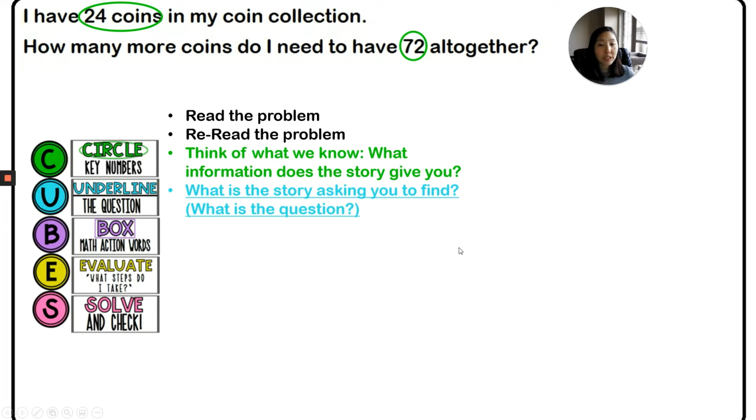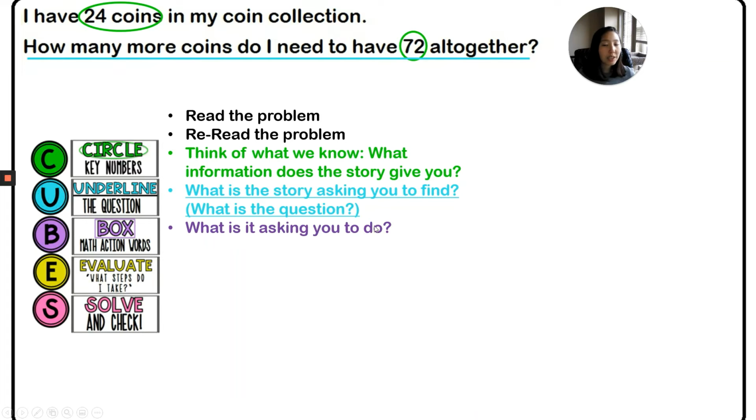Next thing you're doing is underlining the question. So make sure you're doing this on your page right now, underlining the question. All right, in 3, in 2, you should be done, and 1. Great job. Your question should be, how many more coins do I need to have 72 altogether? So that's the question that you are trying to answer right now.